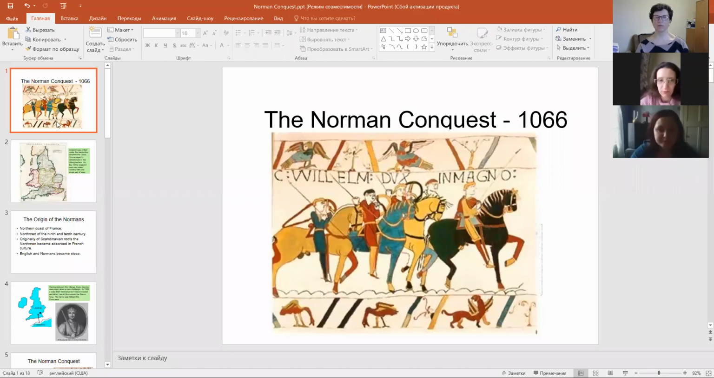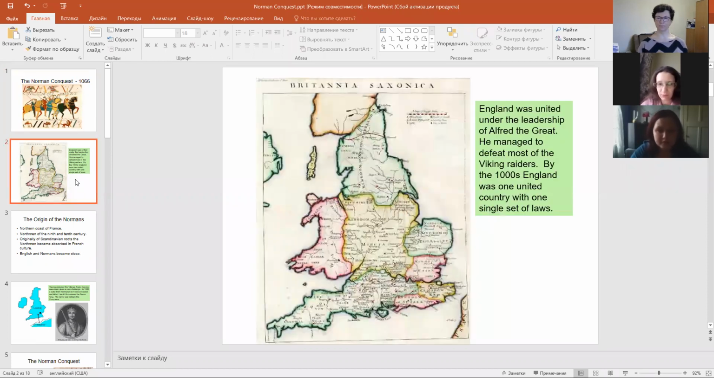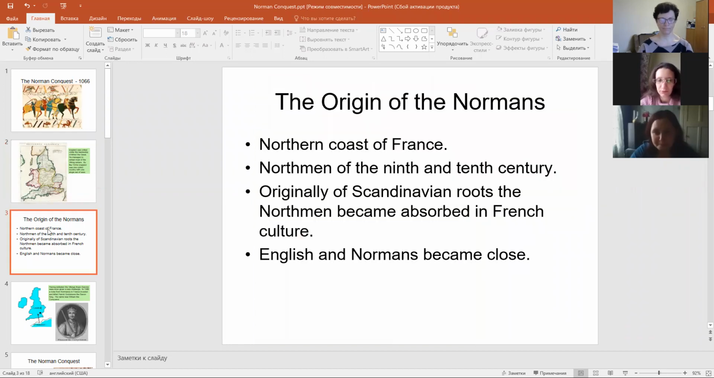So tell me about the Norman Conquest using this scheme. Anya, come on. The Norman Conquest started in 1066. What was before it? Before it, England was united under the leadership of Alfred the Great. He managed to defeat most of the Viking raiders. By the 1000s, England was one united country with one single set of laws. Okay. Natasha.